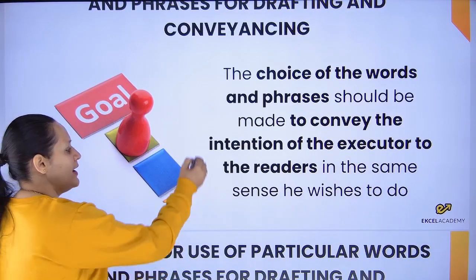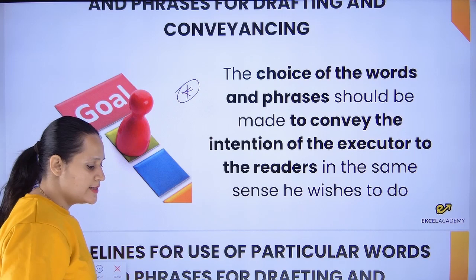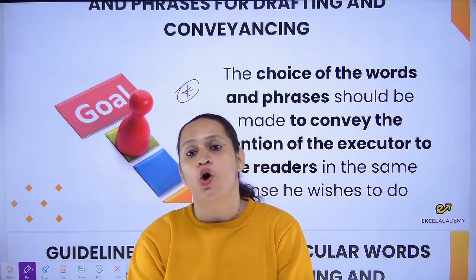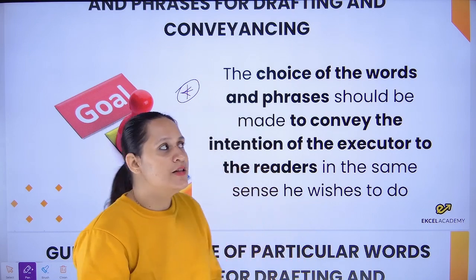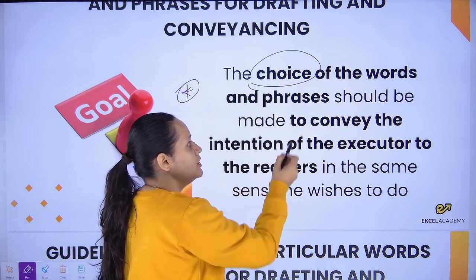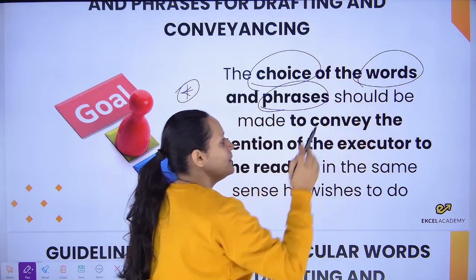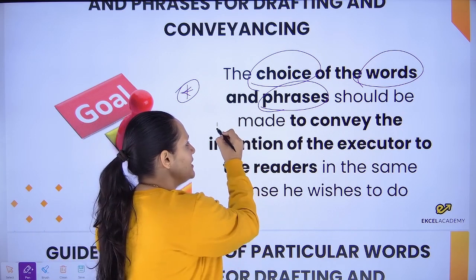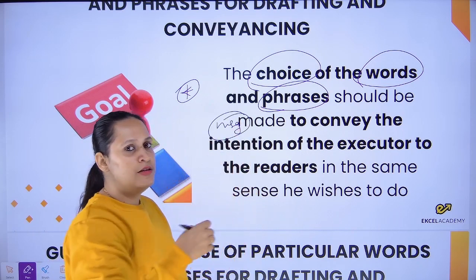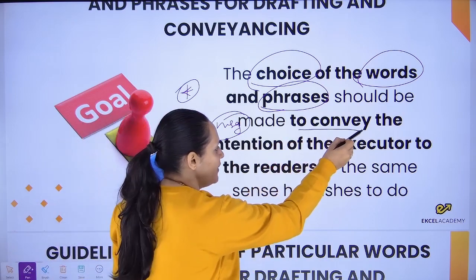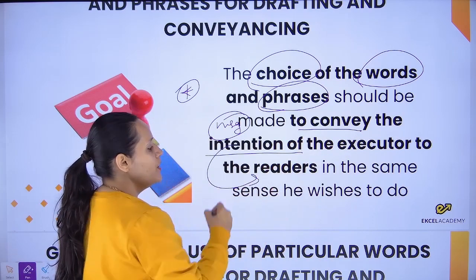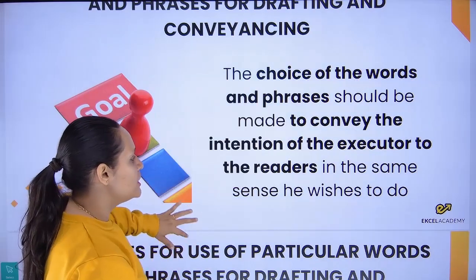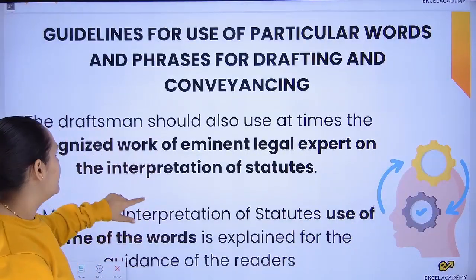Next. The most important point, like I've always told even in the previous class, is that the intention of the draftsman should be communicated exactly in the same way to the reader, and for that the choice of words and the choice of phrases that you make should be proper. It should be accurate, it should be appropriate, so that the message that has to be communicated by the draftsman, the same intention is conveyed to the reader of the document. So the use of appropriate words and phrases is very important for communicating the intention.